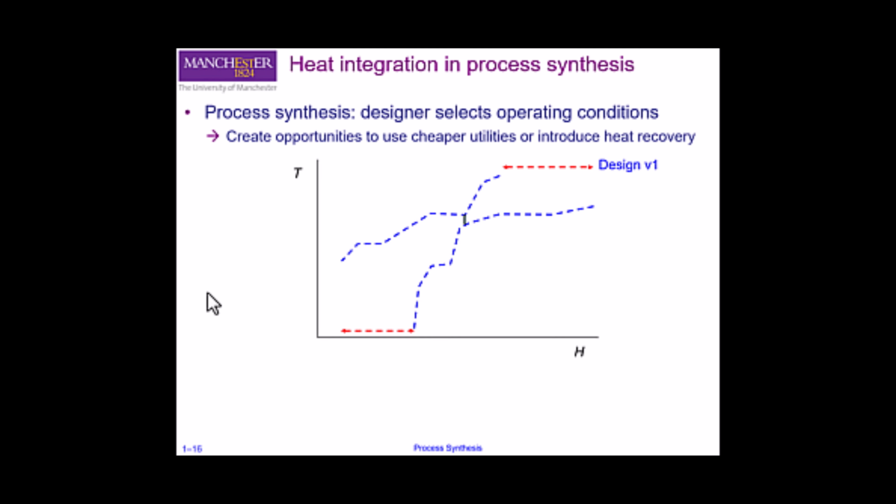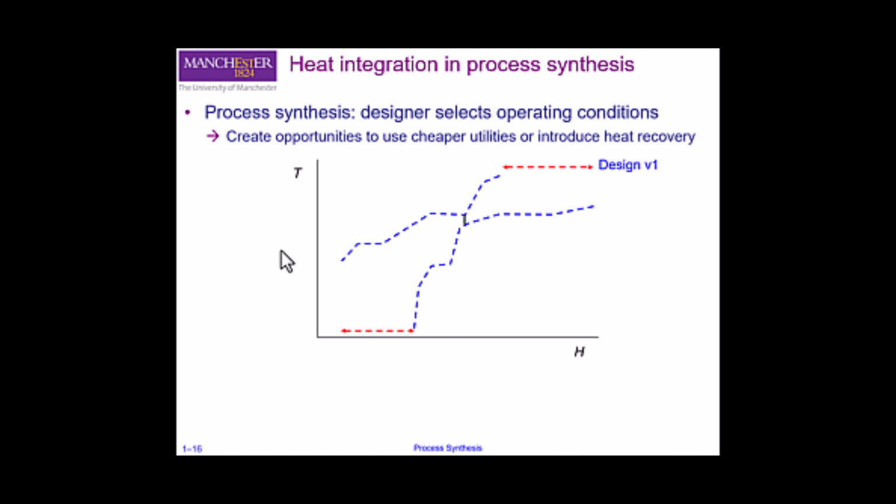And pinch analysis is useful for understanding the implication of these choices on heating and cooling requirements. So for example, if you decide to operate your distillation column at a different pressure than what was originally given, and how it is going to affect your temperature profile and how it is going to affect your energy recovery, you can evaluate that between two different designs by using composite curves.